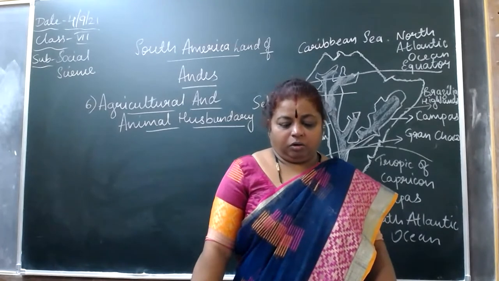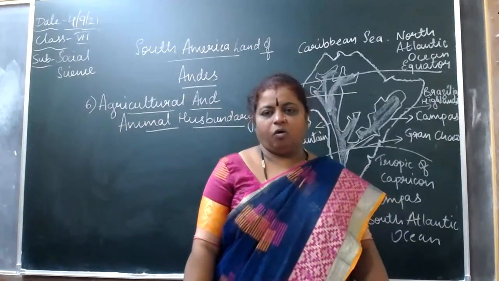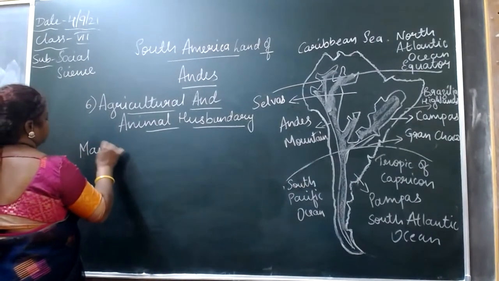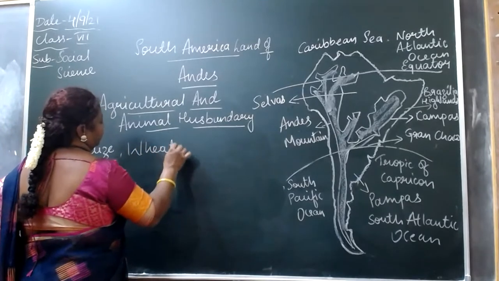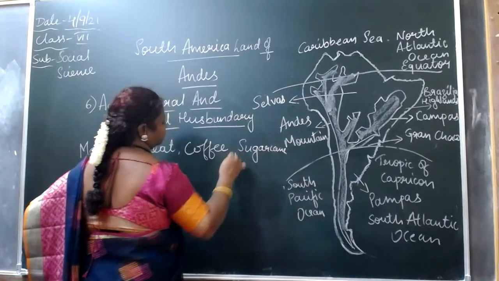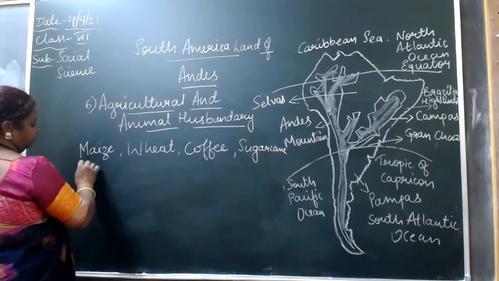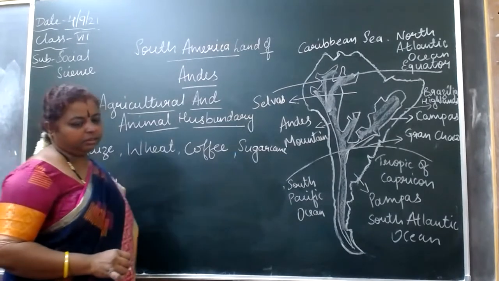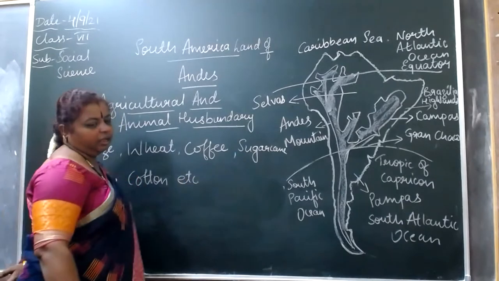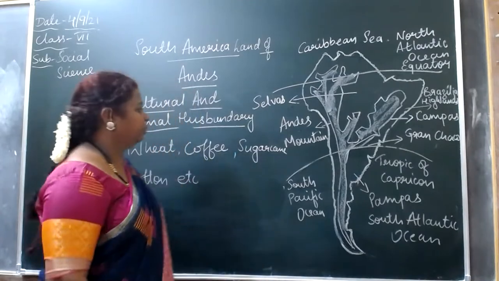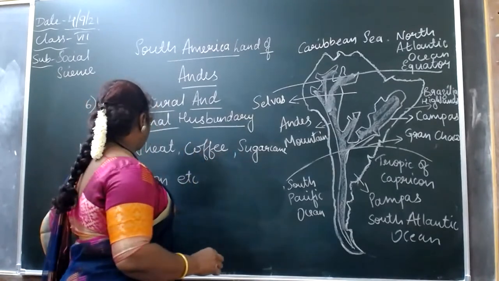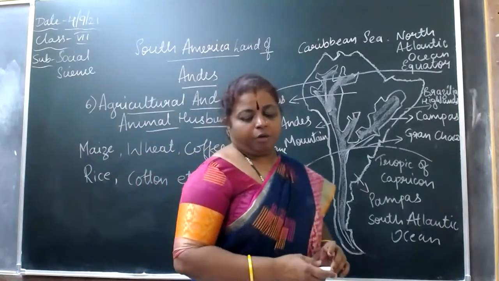The most important crops of South America are maize, wheat, rice, coffee, cotton, sugarcane, etc. If I ask you which are the most important crops of South America, you answer: maize, wheat, coffee, sugarcane, rice, cotton, etc. are the main crops of South America.